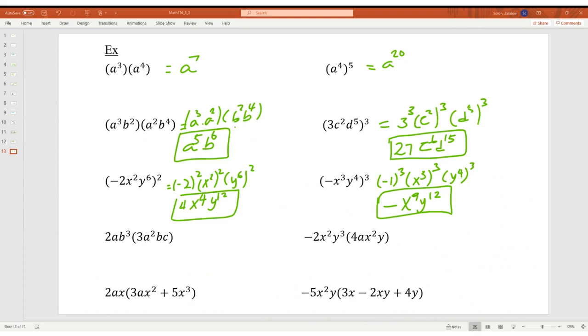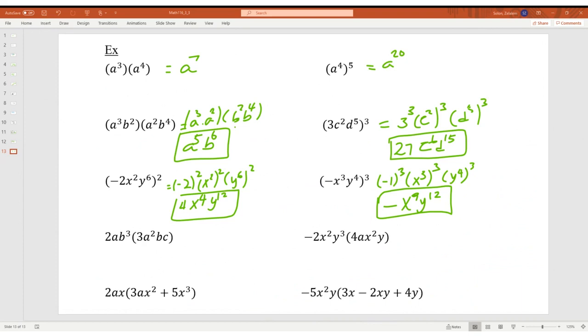What about the one? Usually we don't write 1 in front of variables. We don't say 1x, it's just x. That's why we get rid of the 1. So it's technically negative 1 times x to the power of 9, y to the power of 12. But we don't usually write 1 in front of a variable. Like we don't say 1x, it's technically x. Okay?